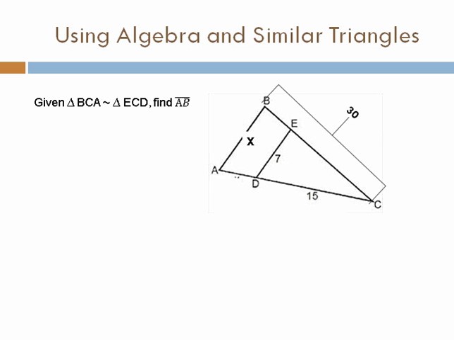And I'm clicking. Okay, there it goes. So the next one is using our algebra and similar triangles knowledge. So we're given that triangle BAC is similar to triangle ECD. So let's just do a quick look. BCA, that is going to be this larger triangle, or the outside triangle. And then triangle ECD is the smaller triangle inset into the larger one.